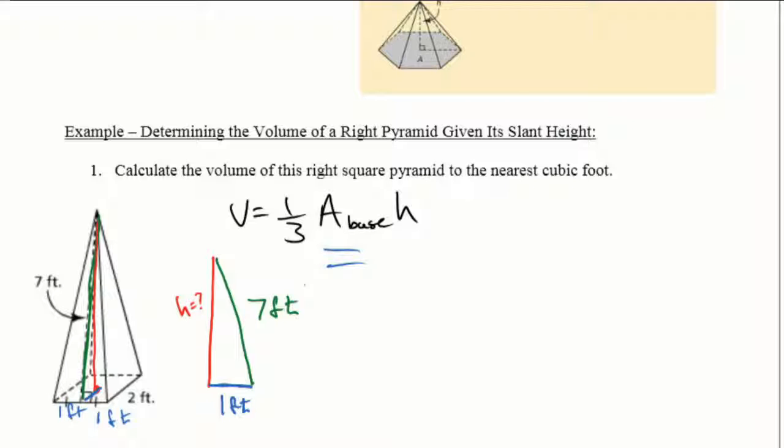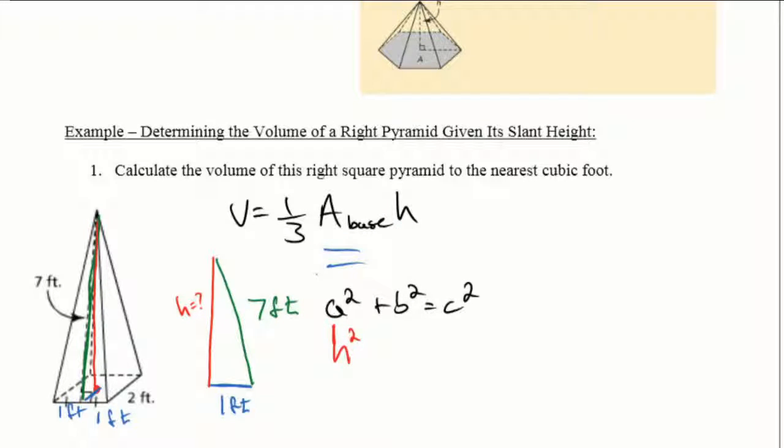So same process as before. Use the Pythagorean theorem. I'm going to go a little bit faster on this one because you guys have seen this before. A squared plus b squared is c squared. The c has to be the longest side. So I'm going to go h squared. That's what I'm trying to find, so I can plug that in up above.